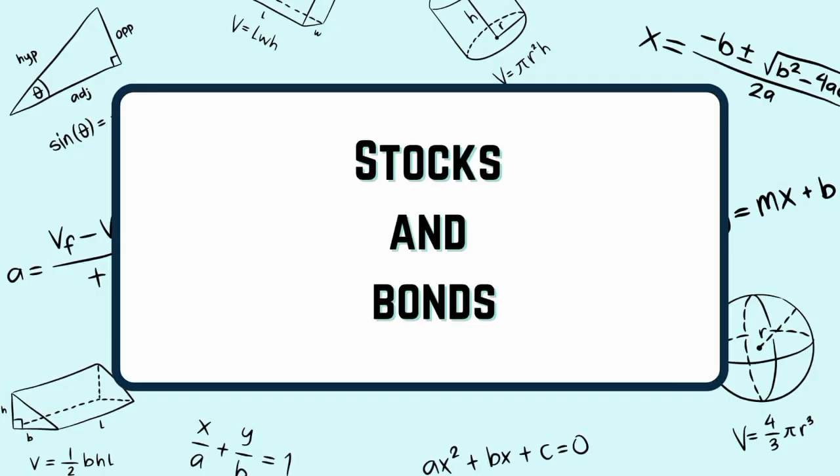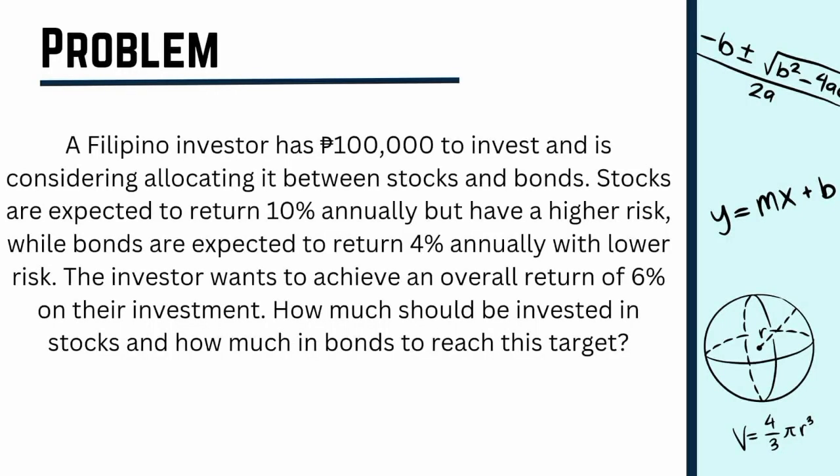So, stocks and bonds. Our problem here is a Filipino investor has 100,000 pesos to invest and is considering allocating it between stocks and bonds. Stocks are expected to return 10% annually but have a higher risk, while bonds are expected to return 4% annually with lower risk. The investor wants to achieve an overall return of 6% on their investment. How much should be invested in stocks and how much in bonds to reach this target?